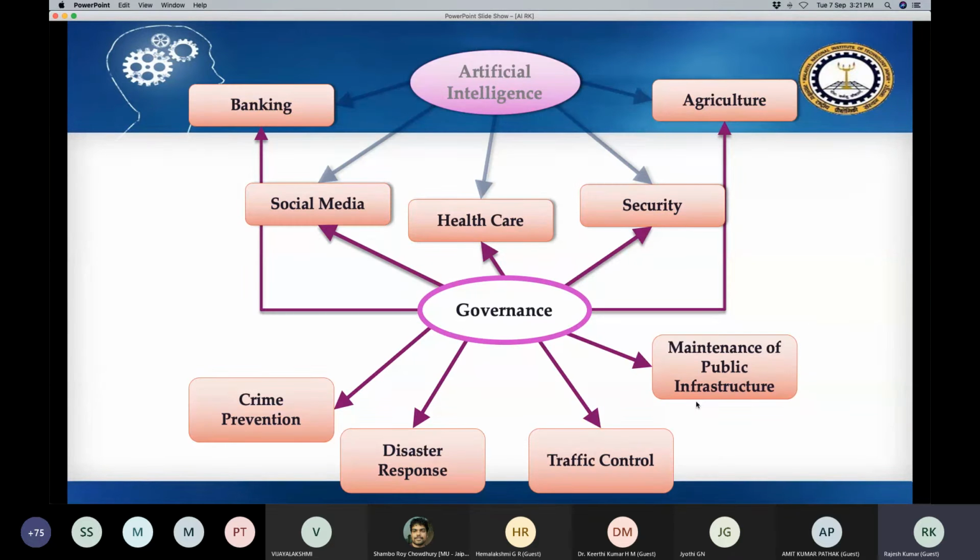So the governance, basically, and when I talk about the governance, these are certain sectors like agriculture, security, healthcare, and social media. And they are using AI techniques to govern. They try to find out various patterns from the data captured from various domains for crime prevention, disaster response, traffic control, maintenance of public infrastructure.